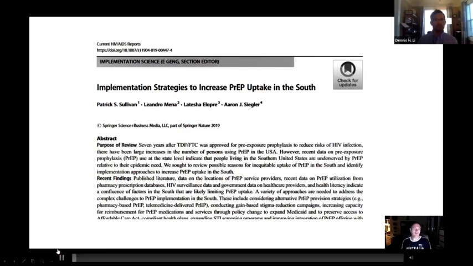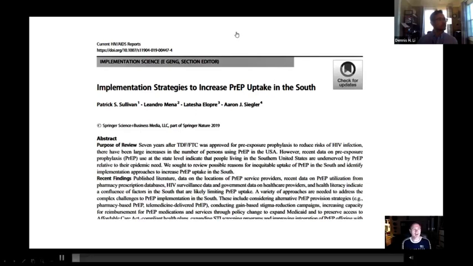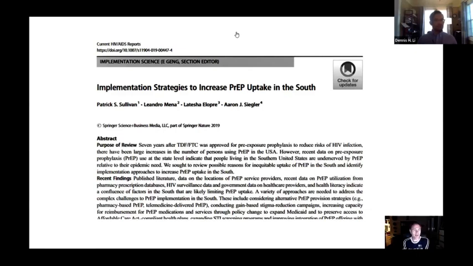This presentation really grows out of a paper that I worked on with colleagues Leandro Mena, Leticia Elopre, and Aaron Siegler for Current HIV/AIDS Reports. It's one of those times when the invitation to do this paper really encouraged us to organize these thoughts and synthesize what some of the barriers are to PrEP uptake in the South and possible solutions. So I'm grateful to Elvin Geng for the invitation to provide this piece to the journal.